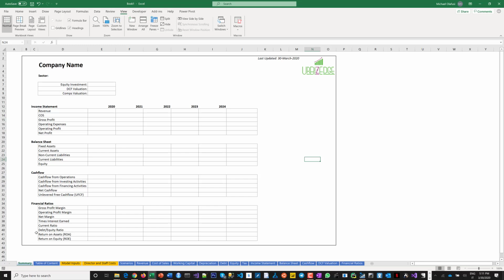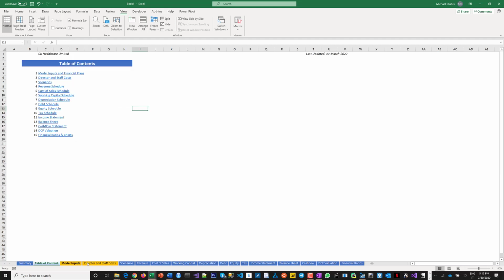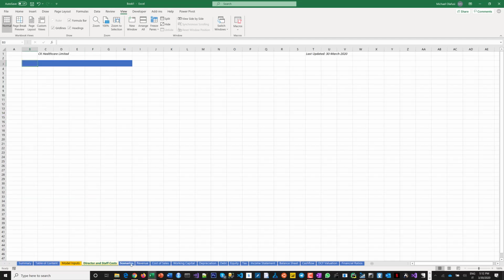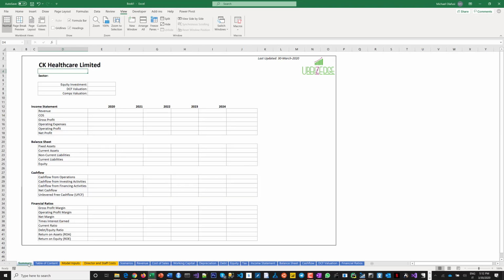So in this one, I'm going to start with a manufacturing company. So let's call the company CK Health Care Limited. And you'll notice that as I type in the name here, it's going to reflect in all of the other model sheets. That is one of the amazing things we did in the earlier step.